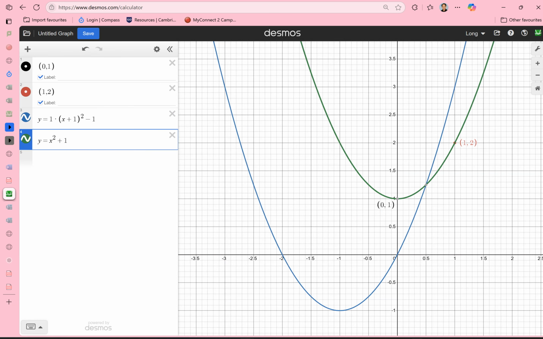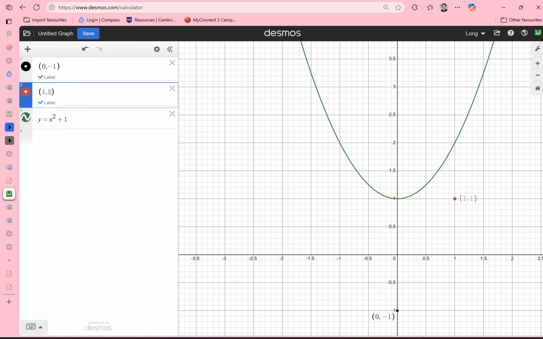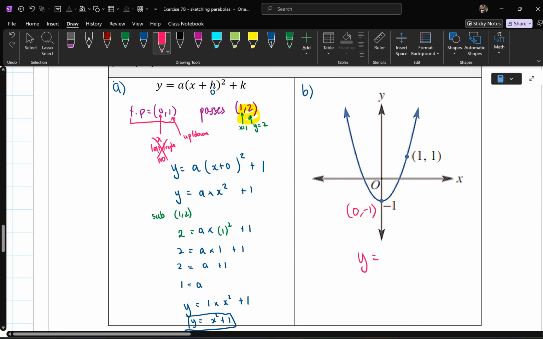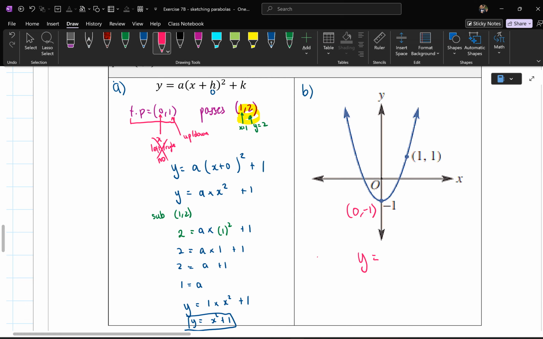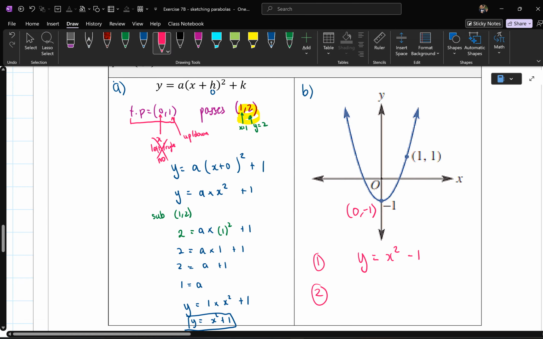So I'll change this now. So 0, -1, and we want it to pass through 1, 1. So is it x squared minus 1? All right, let's get a list of potential equations. So you said, I want to write my y equals x squared minus 1. Okay, so we've got one potential one. Let's see if anyone else has a different one. Wait for mine.